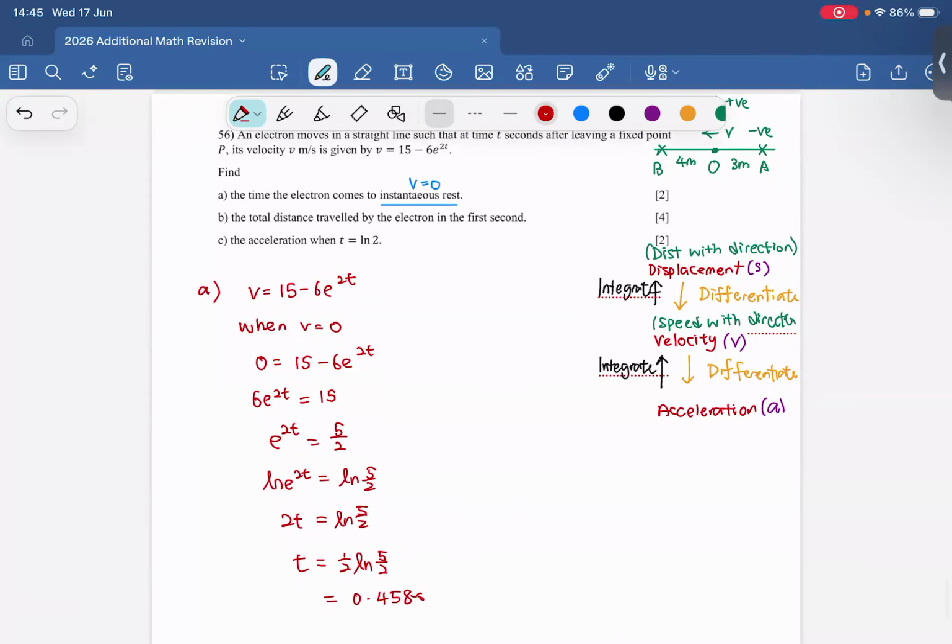Okay, what is the significance of instantaneously at rest? Instantaneously at rest also means the object turns. That means if it is moving like that, at this point it will start to switch direction. This is what the object turns means.